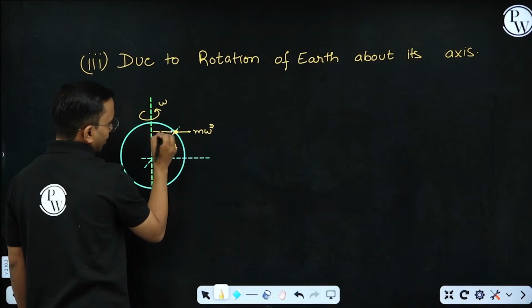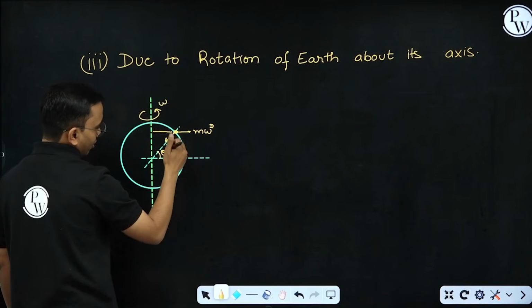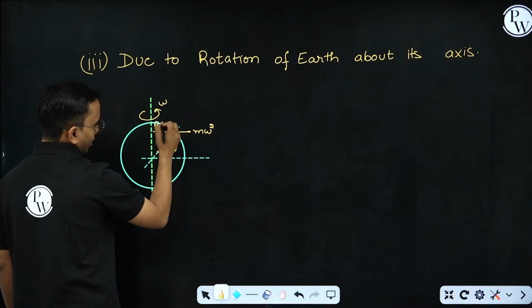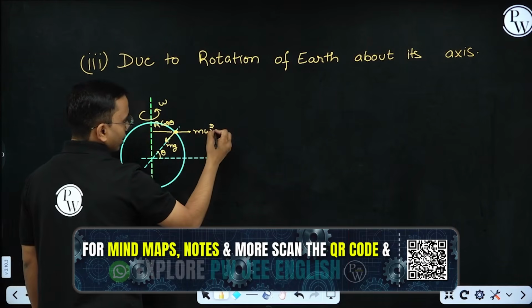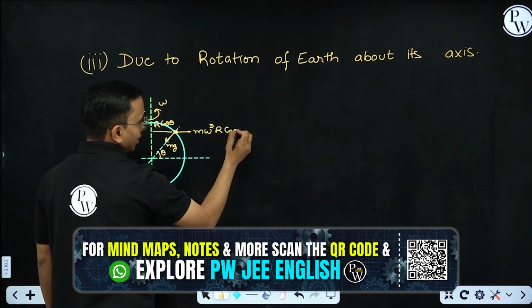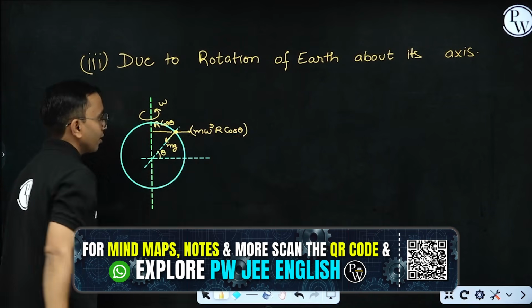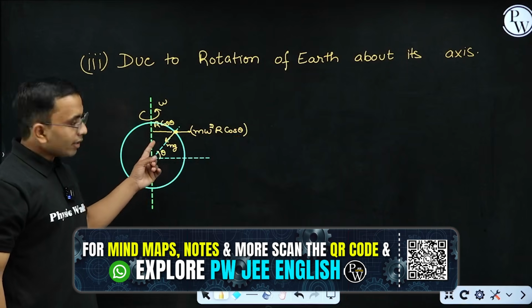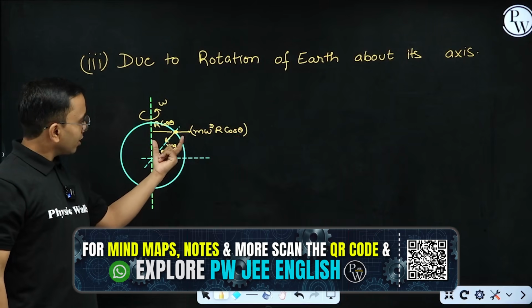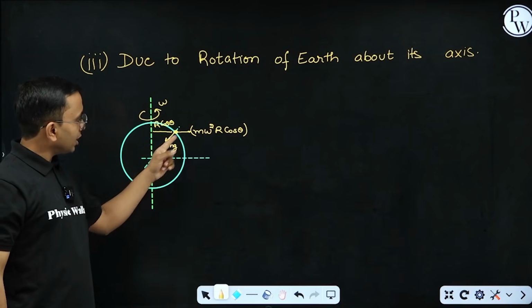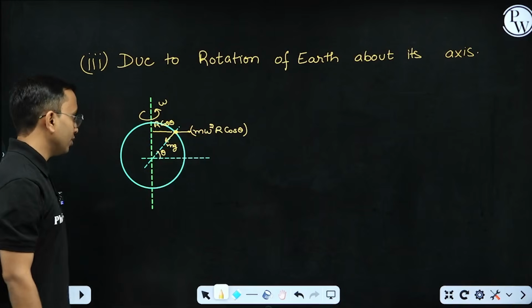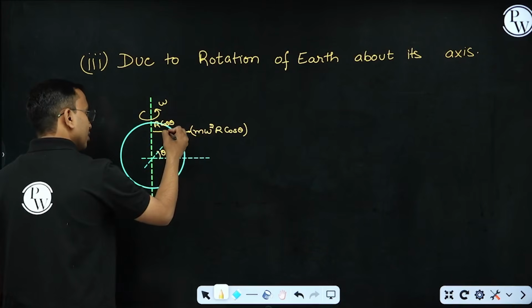What is this r? That is this r. How much is that? R cos of theta. This is my r cos theta. The radius is r cos theta. So omega square into r is omega square r cos theta. Now to find the resultant force due to Earth, I need to take the resultant of these two, mg and m omega square r cos theta. These two. This angle is theta.